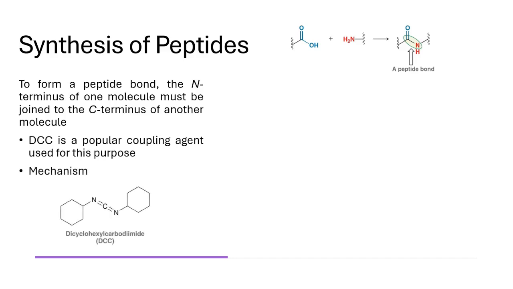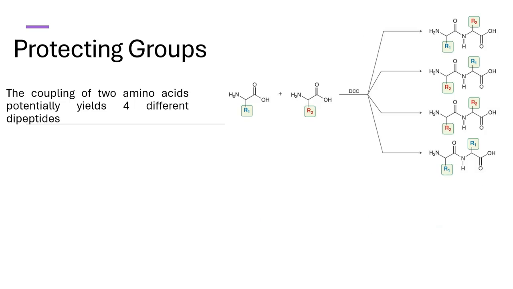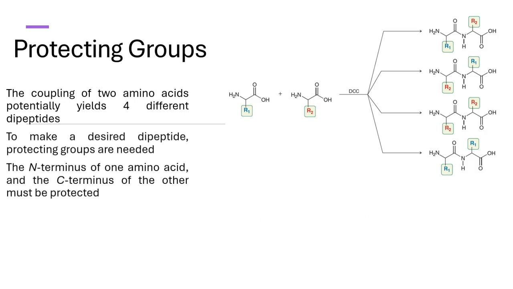Protecting groups. The coupling of two amino acids potentially will yield 4 different dipeptides. To make a desired dipeptide, protecting groups are needed. The N-terminus of one amino acid and the C-terminus of another amino acid must be protected. If they're protected, then only the ends that we want to react will react. The protected amino acids are then coupled, followed by deprotection to yield the desired dipeptide.